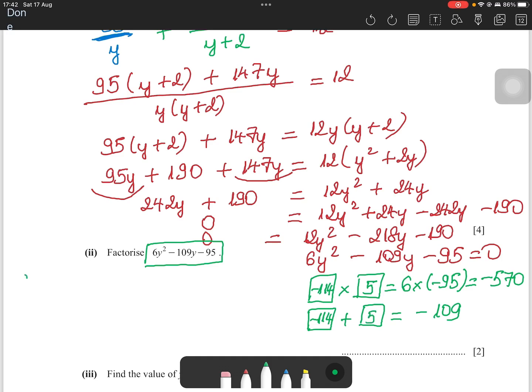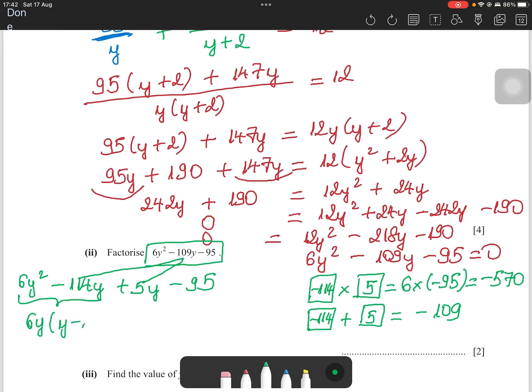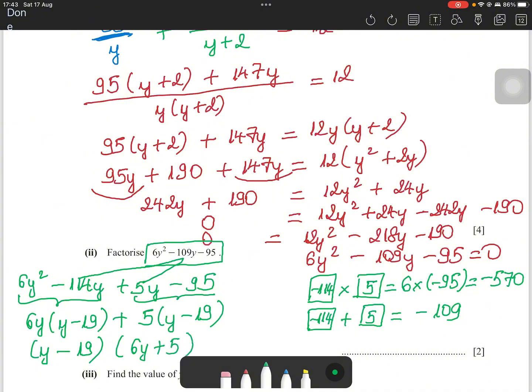So the expression becomes 6Y squared, and instead of writing negative 109Y, I will write negative 114Y and 5Y minus 95. So for the first pair, the common factor is 6Y. Then we have Y minus 19 left. For the second pair, the common factor is 5. Then we have Y minus 19 left. Now the new common factor is Y minus 19. And we have 6Y plus 5 left. That's how we factorize it.